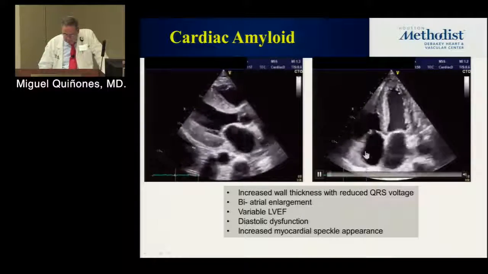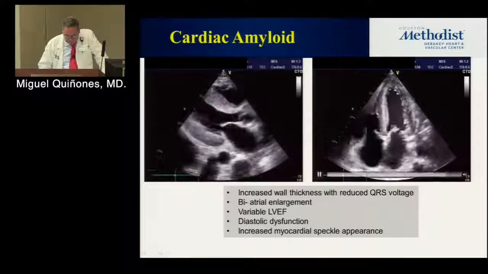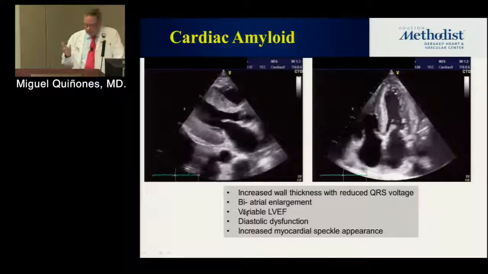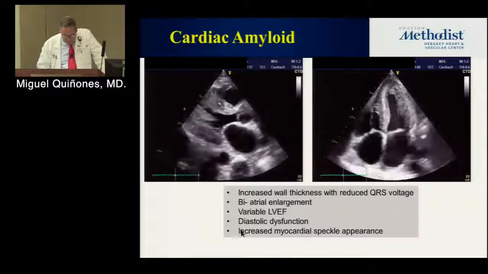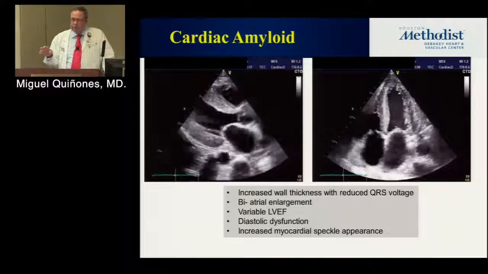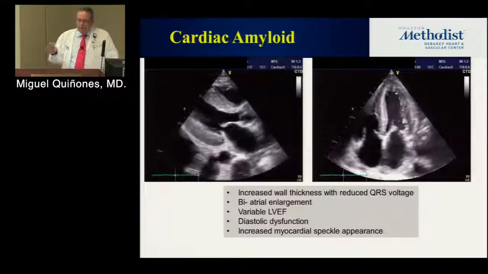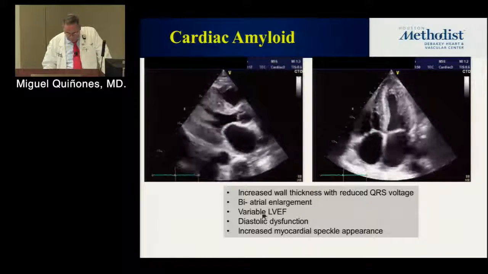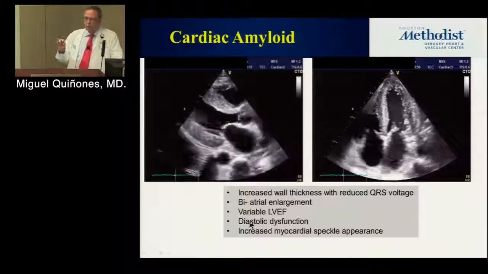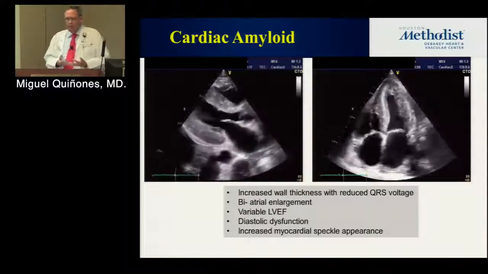Bilateral enlargement, reasonable EF, small cavities. Now, the EF is very variable depending on the stages of the disease. The diastolic dysfunction is also variable depending on stages of the disease. Ideally, what's best for a patient is to pick them up with a normal EF and stage 1 diastolic dysfunction, i.e. impaired relaxation, but reasonably normal filling pressures.